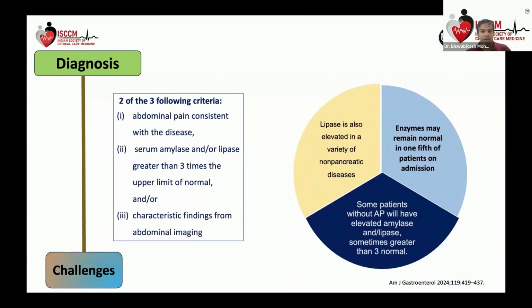But in some cases, we found lipase is also elevated in a variety of non-pancreatic diseases. Also, enzymes may even be normal in 1/5 of the patients on admission. Some patients without pancreatitis also have elevated amylase and lipase, even more than 3 times the normal. In those cases, sometimes we are confused whether it is pancreatitis or not.